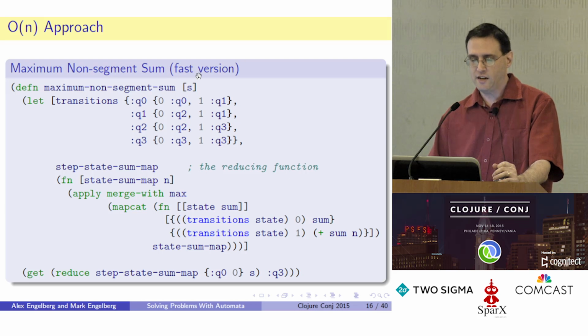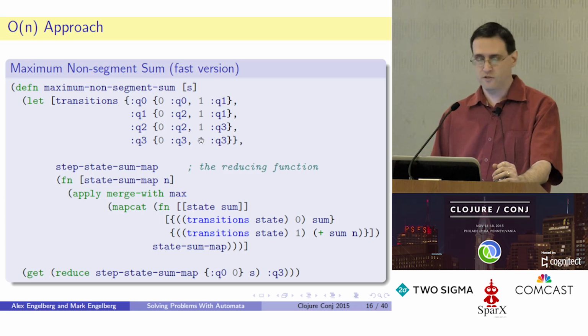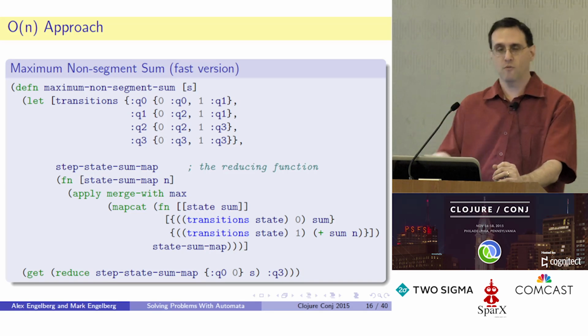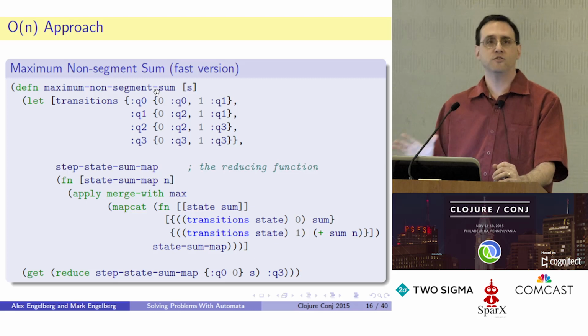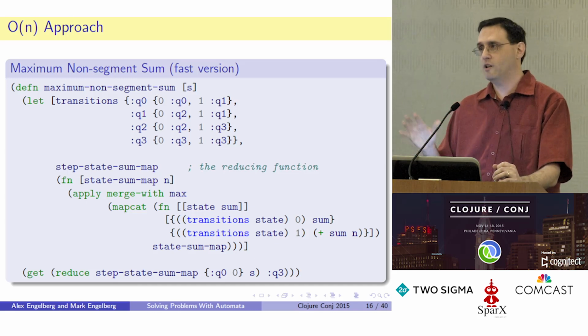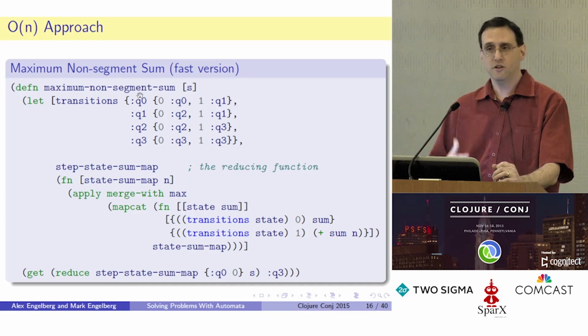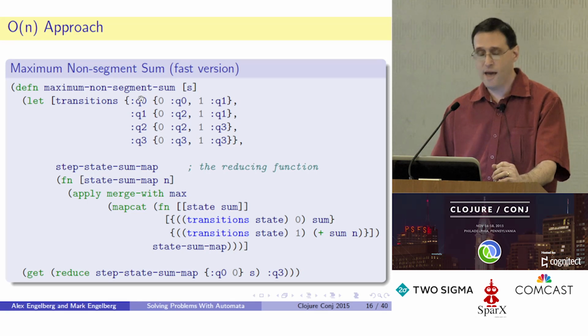One of the things I did here, just to demonstrate how you would do this in Clojure, is I took the transition information and embedded it right in the code. This is a great way, if you already know the transitions and you don't need a library like Automat, you can just encode this directly in Clojure as a map. So we have a map that says, from state Q0, if I see 0, I go to Q0, and if I see 1, I go to Q1. This is just a straightforward representation of that transition diagram.